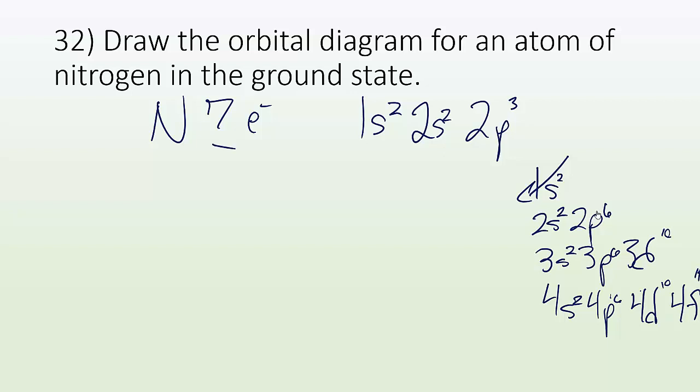If I have 7 electrons to place, I start diagonally. I got 1s2. I have 5 more. Then I go to 2s2. That's 2 more, so I have 3 more left. So I'm going to go to 2p, and then I'm going to fill in just 3 out of the 6.